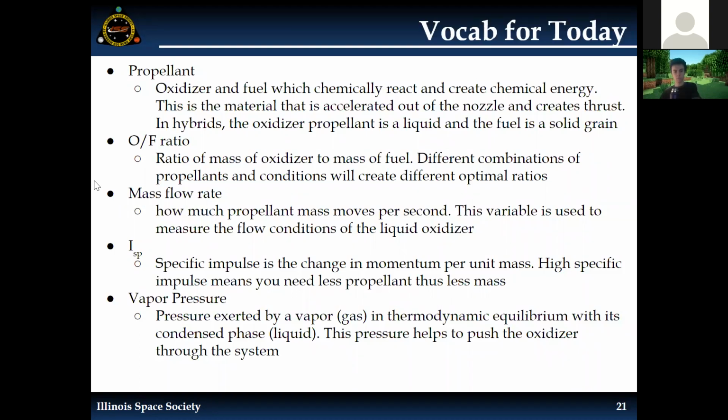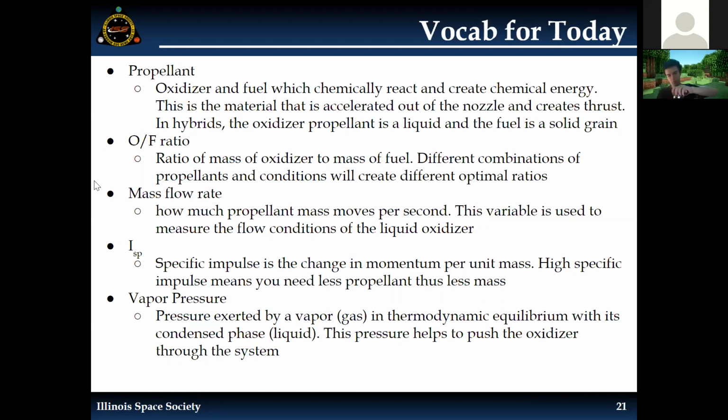The other term we use a lot is the oxidizer fuel ratio, OF ratio, which is pretty simple. It's literally just the ratio, specifically by mass, of the oxidizer to the mass of the fuel. Different combinations of the types of propellants you use and also the engine conditions will create different optimal OF ratios. And of course, you're always trying to get optimal performance, so you want to go with the optimal OF ratio.